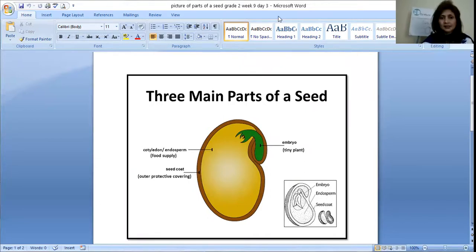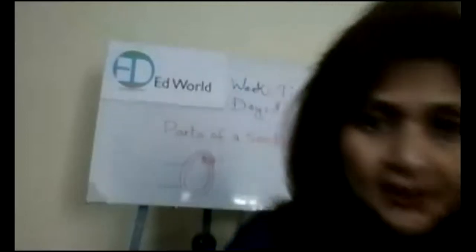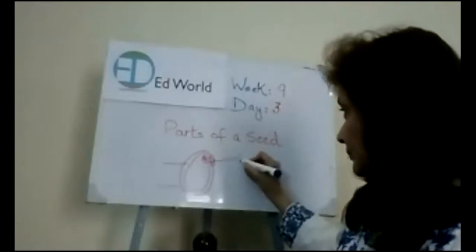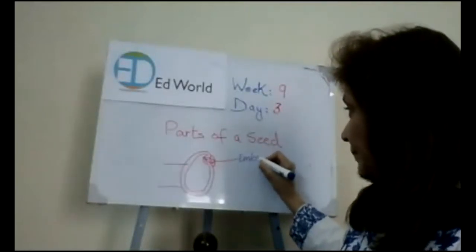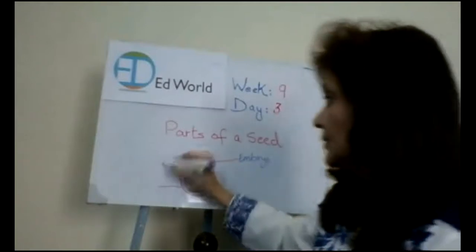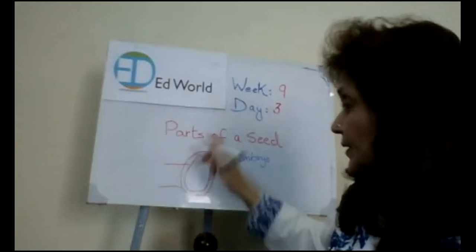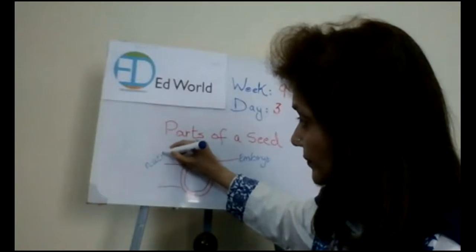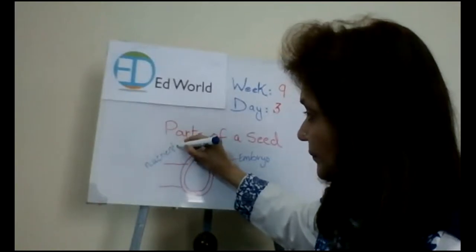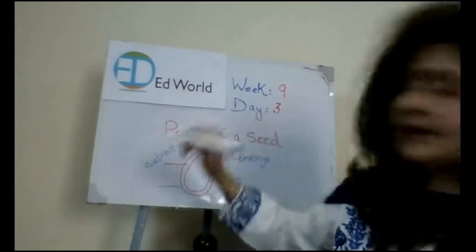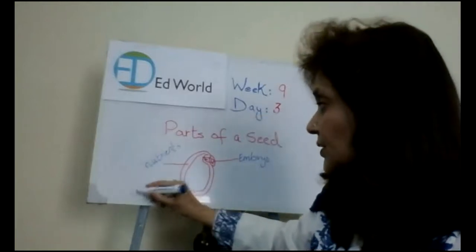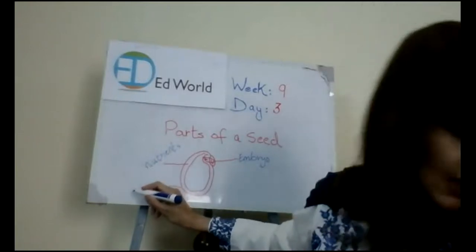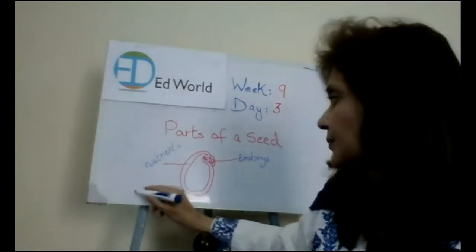So I hope it is clear through that picture what the three parts of a seed are. Now can you name them please? This is an embryo. This here you can say is the food supply, or nutrients, and then the last one is the outer covering, or you can say the seed coat.